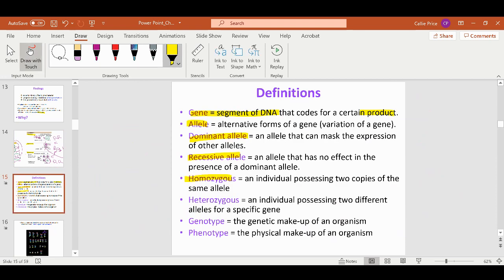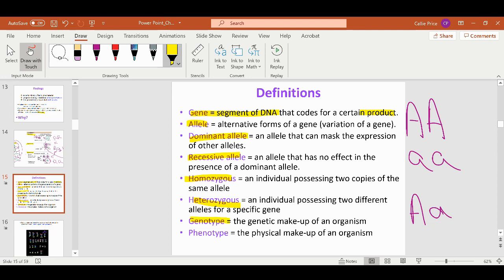Homozygous means that that individual has 2 copies of the same allele. So we could have homozygous dominant, or we could have homozygous recessive. Heterozygous means that that individual carries 2 different copies. So big A, little a, for example.